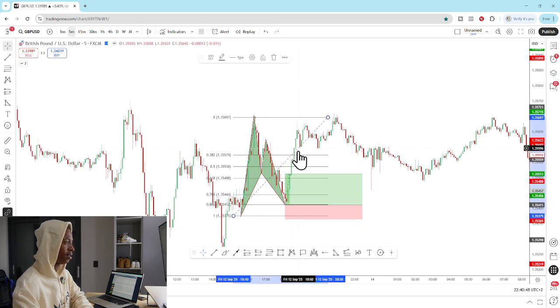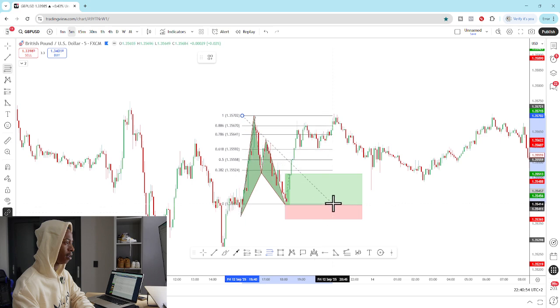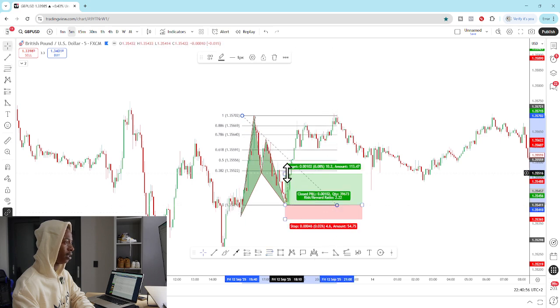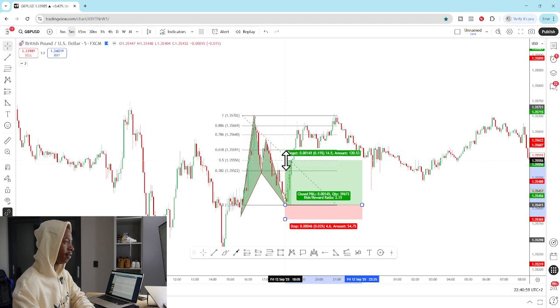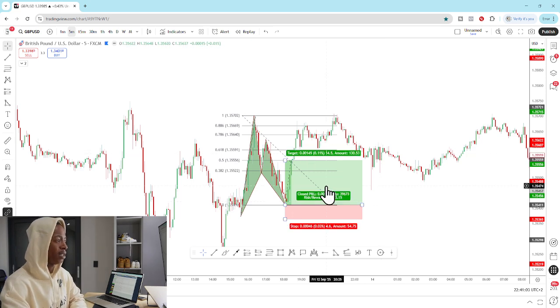Take profit like I did say, on the 50% level from A to D. There's just C to D right here. 50% level. Look at it at 3.15%. You can simply see this is how this trade would have been.